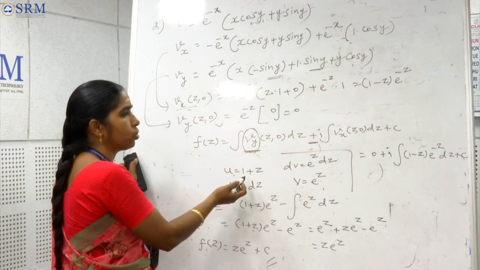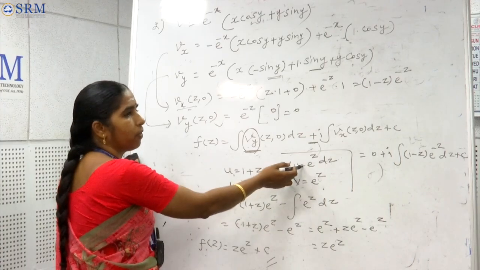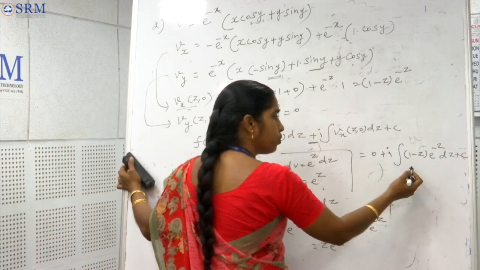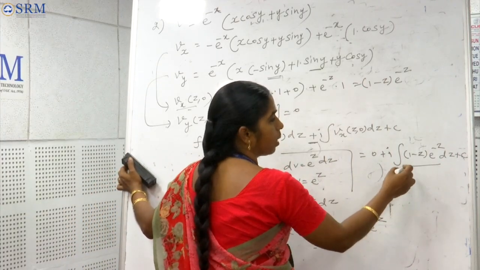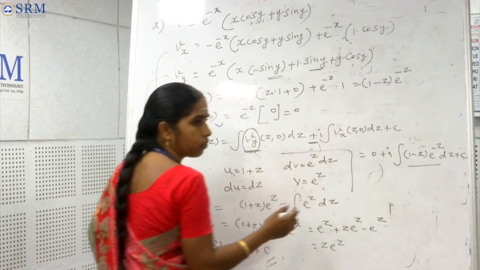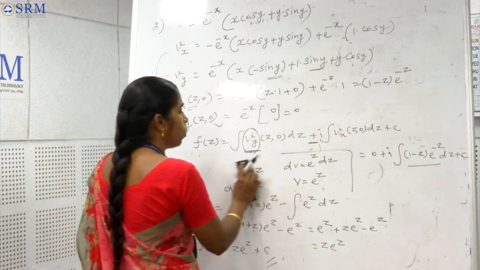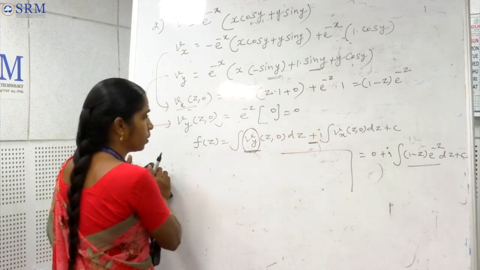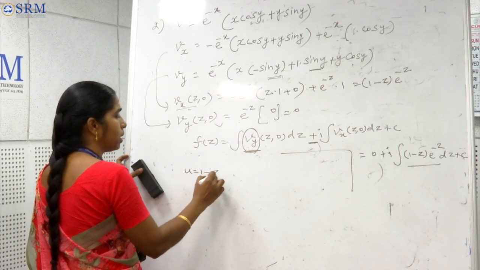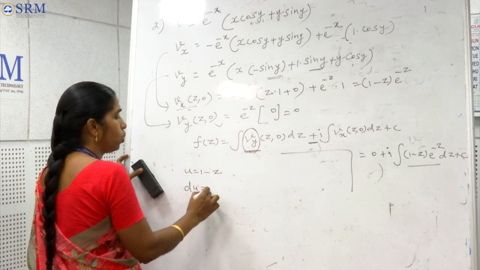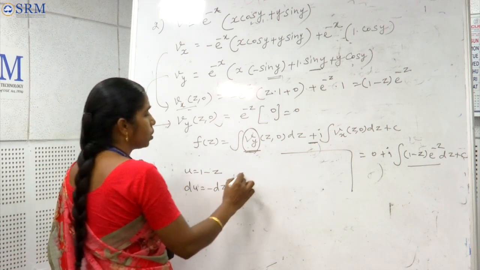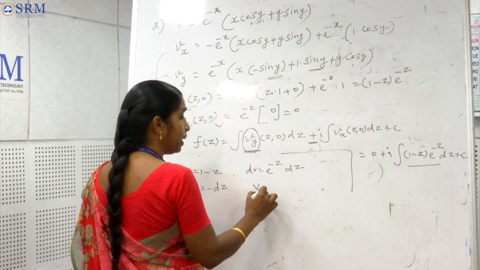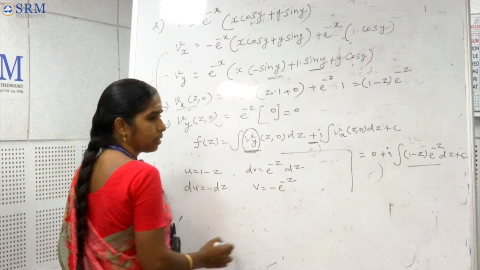Same as the previous question, where it was 1 plus z e power z; here it is replaced by 1 minus z e power minus z. Again use the same previous formula, integral of u dv equals uv minus the integral of v du. One change: u is replaced by 1 minus z. So du is equal to minus dz, dv is equal to e power minus z dz, and v is the integration, minus e power minus z.